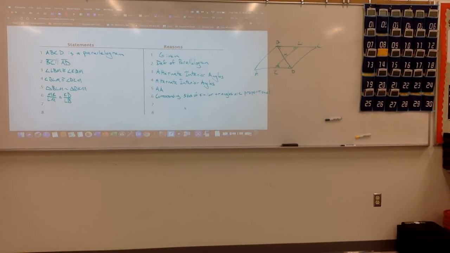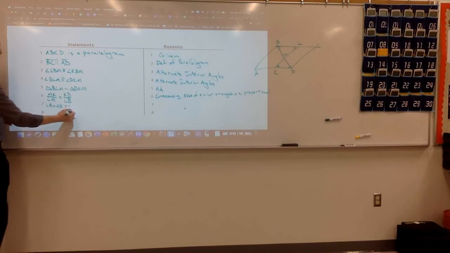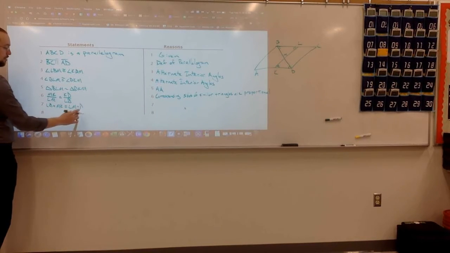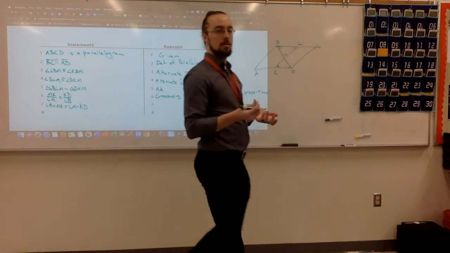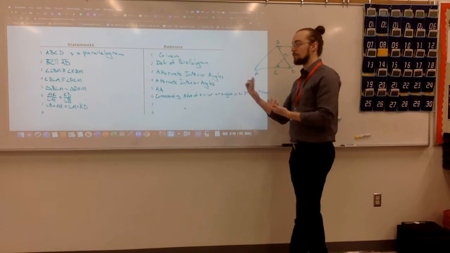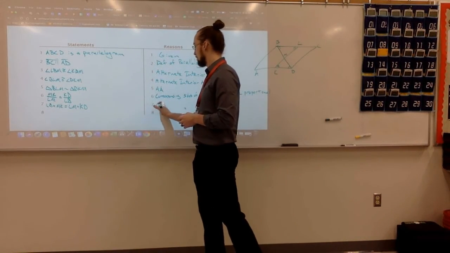So then our final step is what we actually want to prove, that multiplication statement where we cross multiply here, and they said LB times MK equals LM times KD. So what allows me to do that then? It's just the multiplication property. We're multiplying both sides of the equation by the same thing.